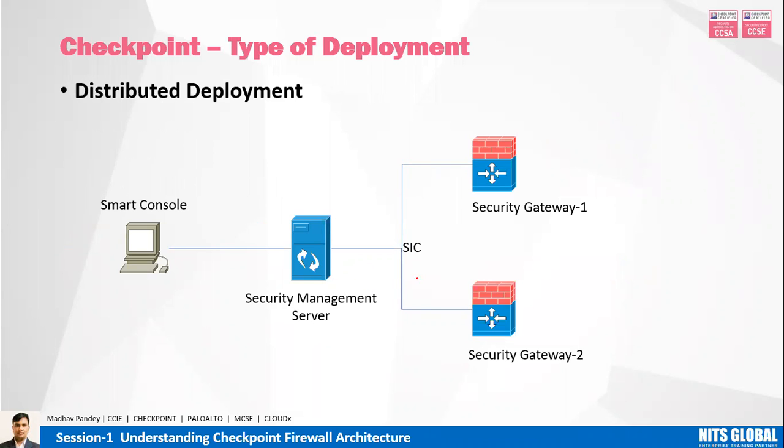Now distributed environment. In this distributed deployment, this is actually your firewall, which is the gateway. So security gateway 1, security gateway 2. The security gateways are connected to your management server. This is your management server. We also call it SMS, smart management server. And what is this management server doing actually? On this management server we install software which is smart console, and using that we create policies, we develop policies, we create rules, and push those rules into all these gateways, and store all configuration.